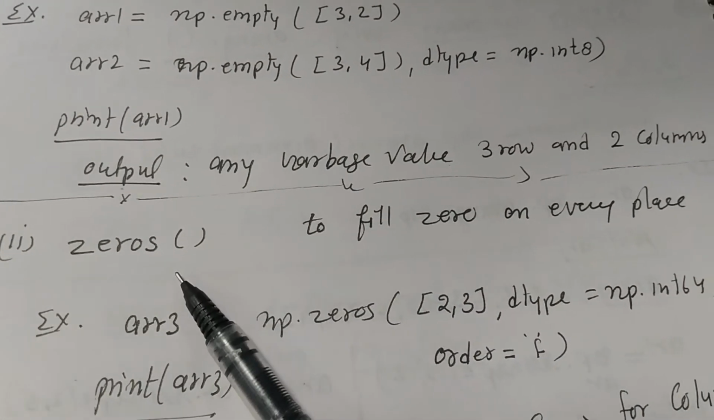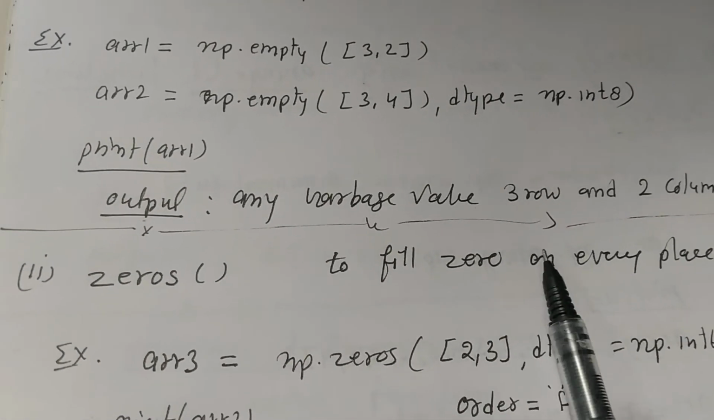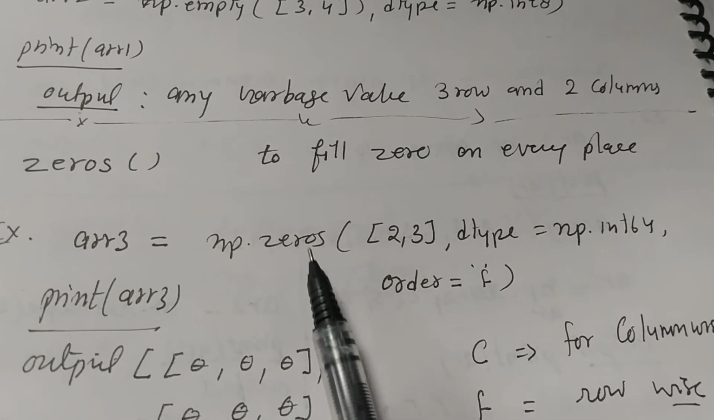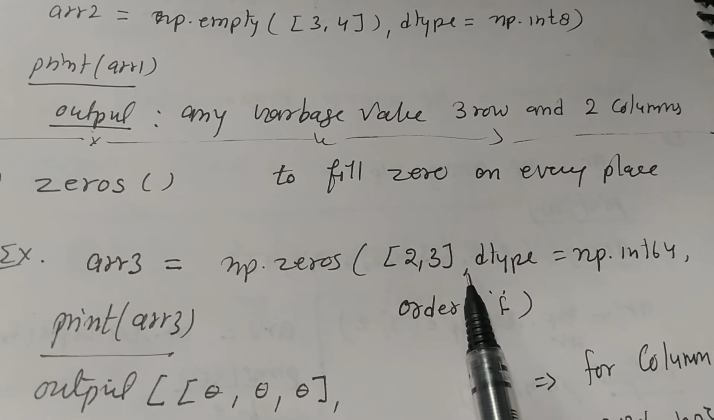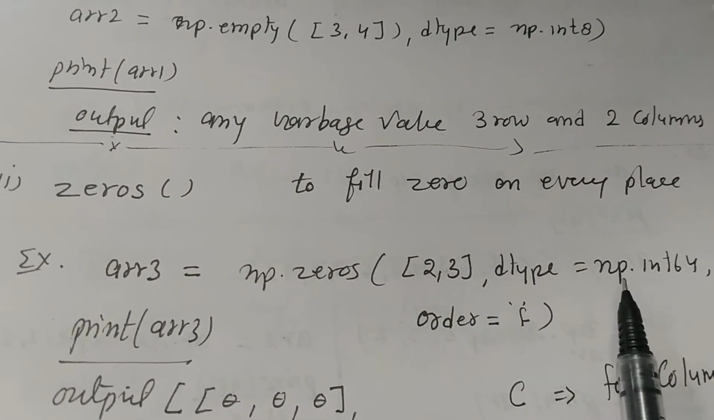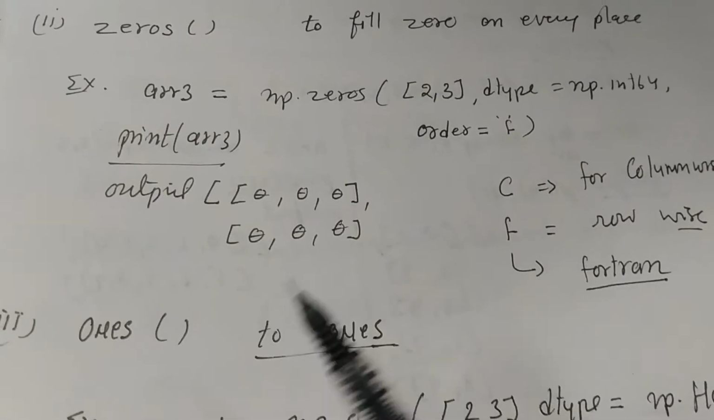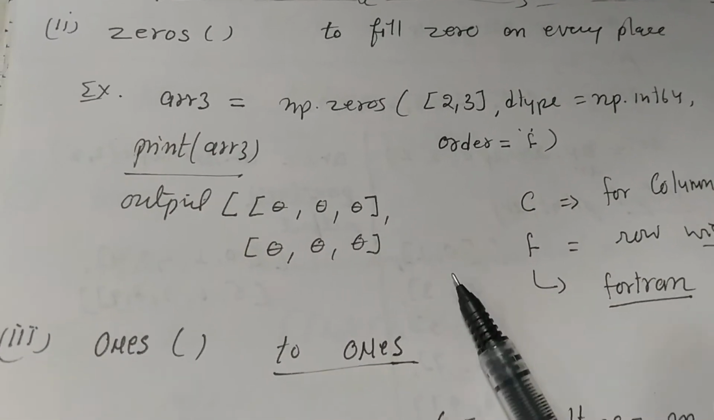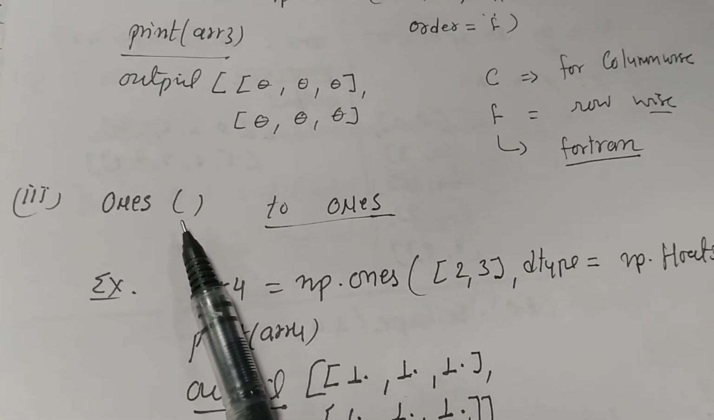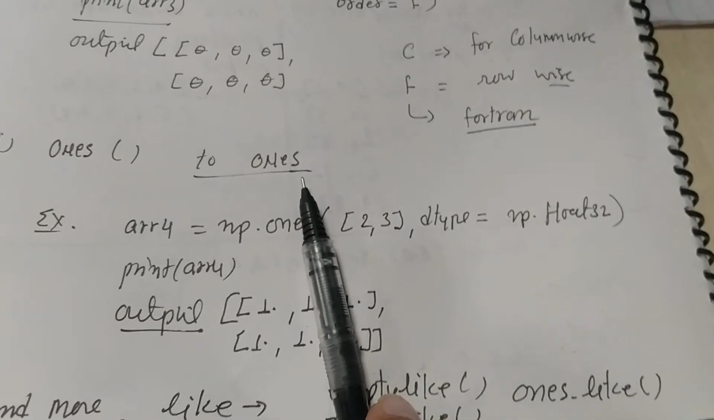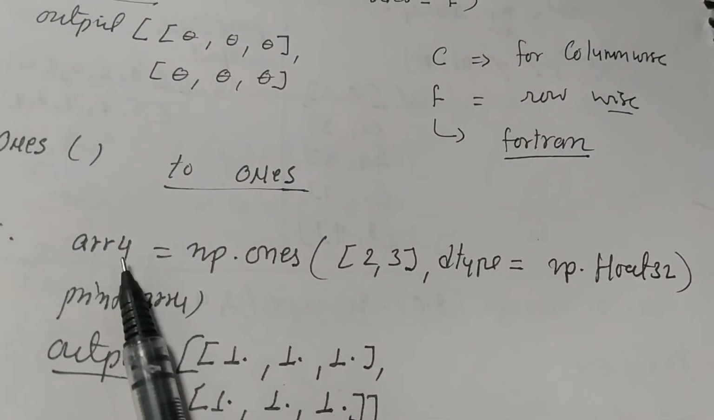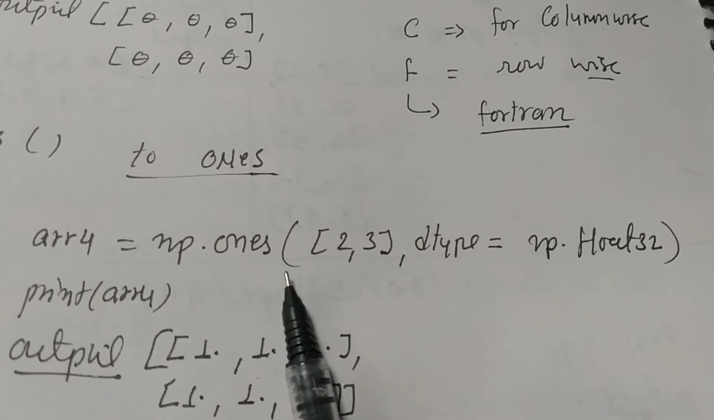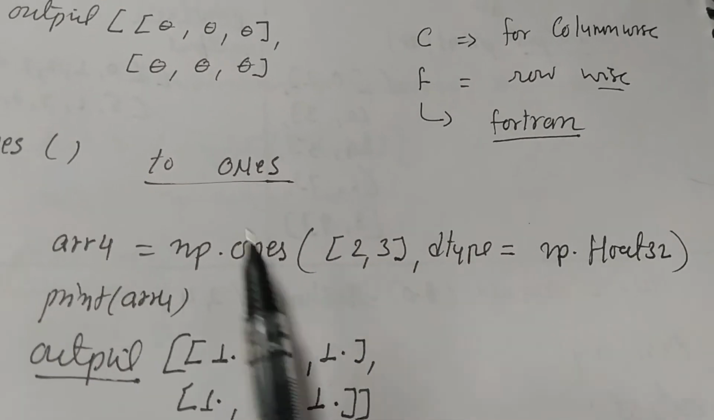Now like that, zeros. If you want to fill every element with 0, then we can use the zeros function. Like here zeros(2, 3), so 2 rows and 3 columns we are going to fill with 0 only, and the order is F, meaning row wise. Then similarly ones, to fill 1 in every column. Then array 4 we are going to store it, 2 rows 3 columns we are going to fill with 1.